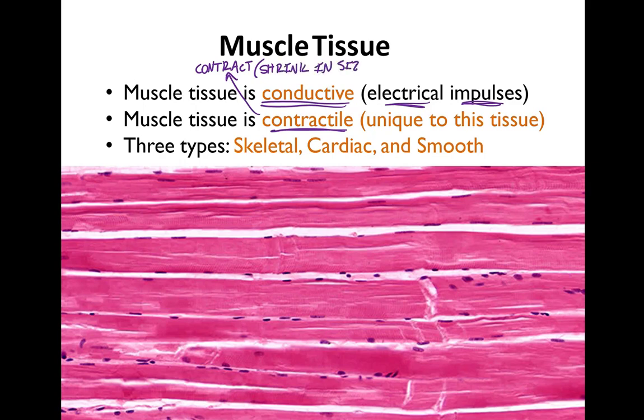That is unique to muscle tissue. Muscle is the only tissue that can do this. Epithelial can't do it, neither can connective, neither can nervous. This is unique to muscles. And it's how muscles are able to generate movement and move the body around. Now there's three types of muscle tissue: skeletal, cardiac, and smooth. What you'll find is that skeletal and smooth are very easy to tell apart. Cardiac, though, winds up having characteristics of both skeletal and smooth and can be a little harder to identify, but I'll show you how.